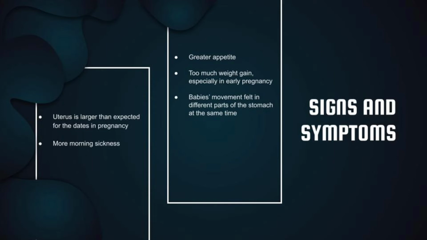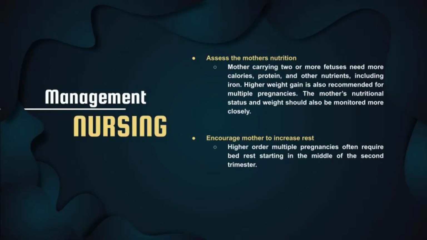Now, for the signs and symptoms, each woman may have slightly different symptoms, but the most common symptoms of multiple pregnancies are: first, the uterus is larger than expected for the dates in pregnancy; second, more morning sickness, and then greater appetite. Next is too much weight gain, especially in early pregnancy, and the baby's movement felt in different parts of the stomach at the same time.